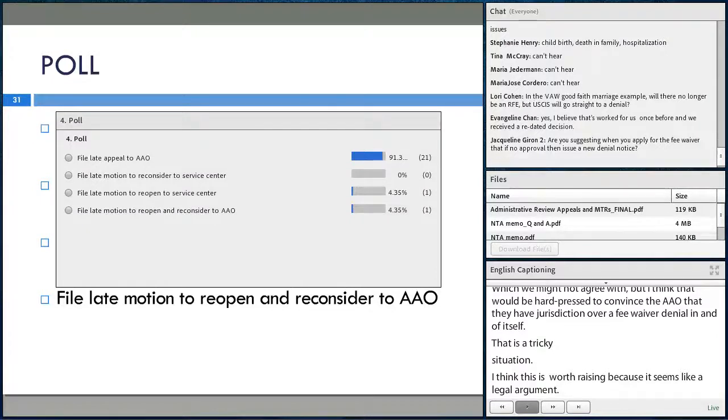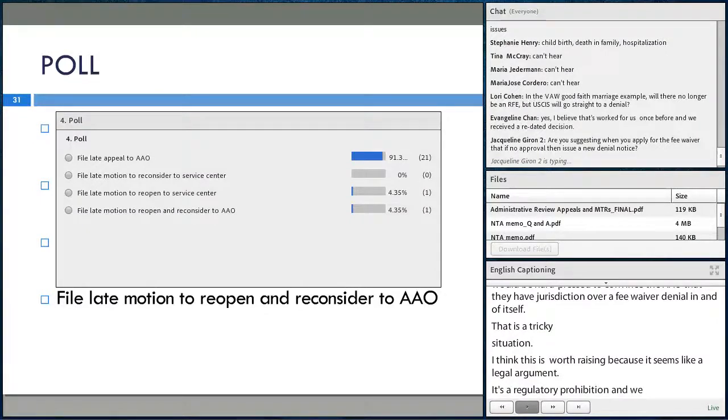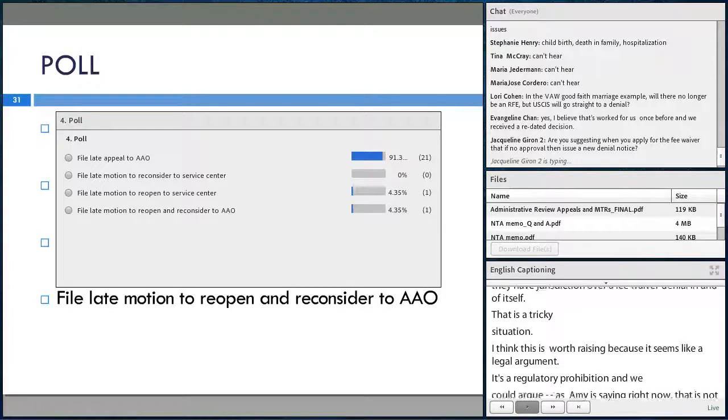But as Amy's saying right now, that's not how they're interpreting it. But let's keep that in mind because I think there's a lot of arguments we need to be pushing on these fee waiver denials.